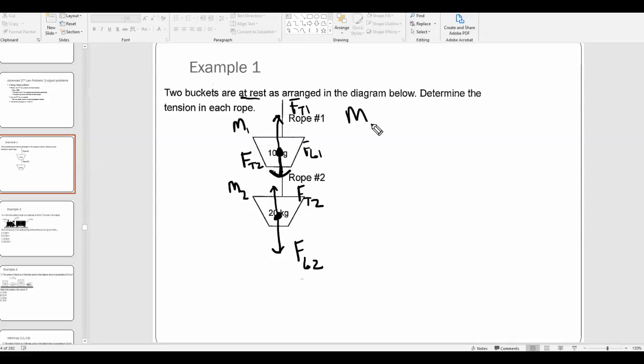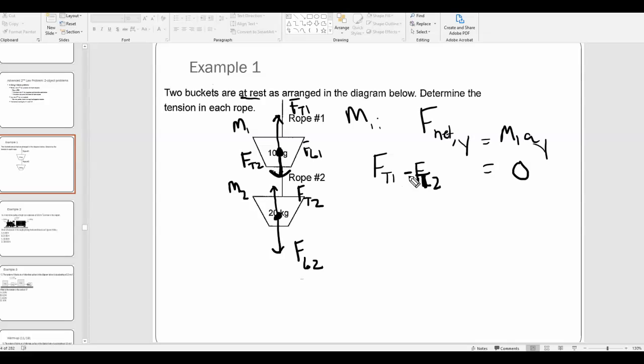So now I'm going to apply Newton's second law. And so I'm going to write out my second law equations, and I will do it for mass 1 first. So I have F net y equals m1 ay. Determine acceleration. Is the object accelerating? No, because it's at rest. Write down the sum of the forces. So for mass 1, I have Ft1 going up. And I'm going to write minus Ft2.